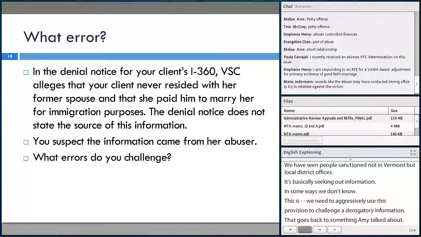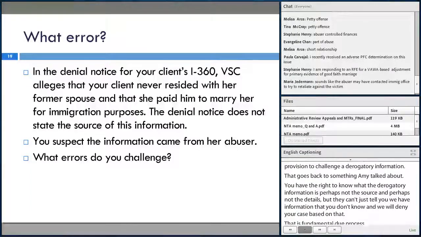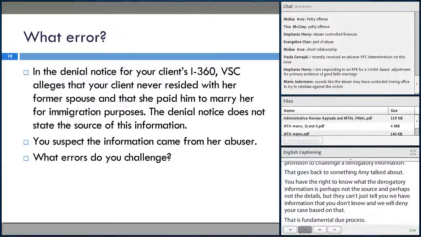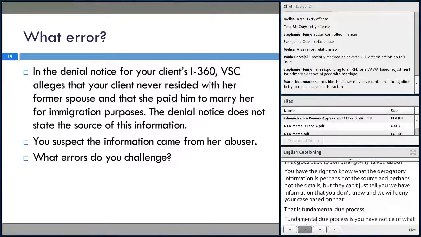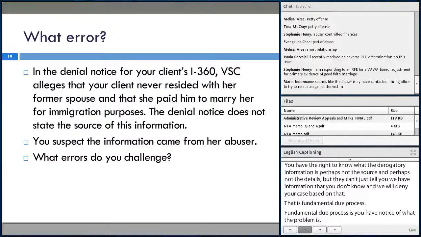That's kind of a fundamental due process problem, right? Fundamental due process is you have notice of what the problem is and an opportunity to respond, and you can't respond when they don't tell you what the source is. So my suggestion is we start aggressively basically saying, we think this has to be a violation of 8 U.S.C. 1367, Vermont. You need to prove to us that it's not.